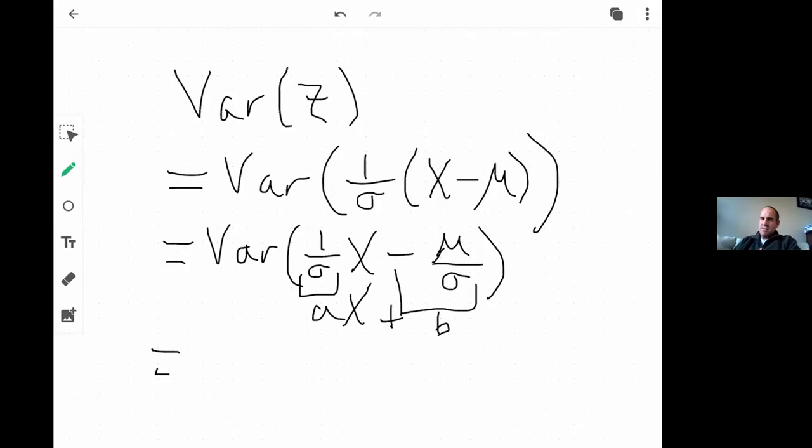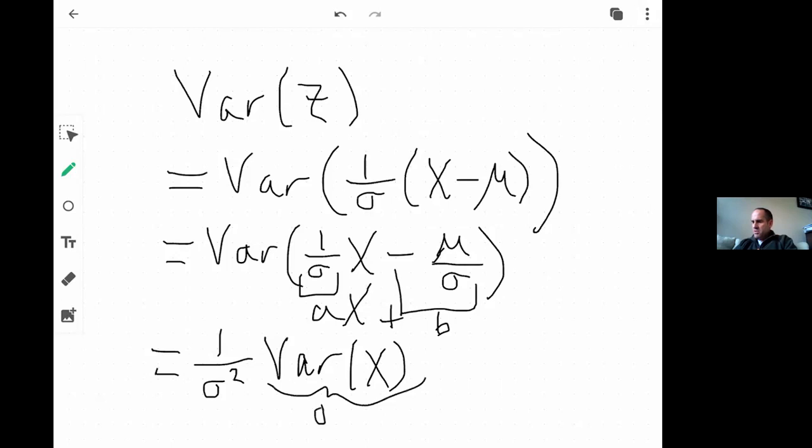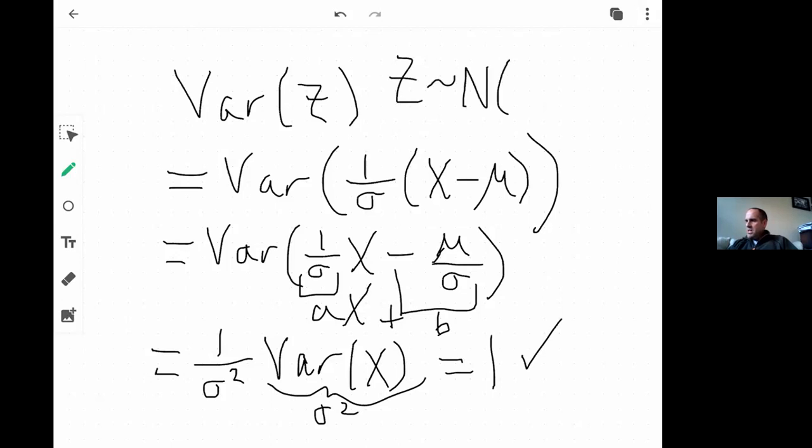The b part doesn't do anything. If I factor out the a, this is going to be 1 over sigma squared times the variance of x. But the variance of x, for crying out loud, that was also sigma squared. And so we get 1. Okay, so the variance of z is 1, which, by the way, means that the standard deviation of z is also 1. Okay, so z is distributed as normal with mean 0 and standard deviation 1.